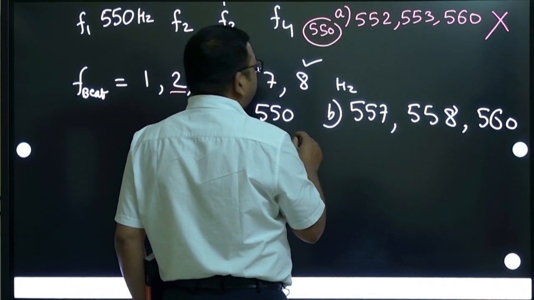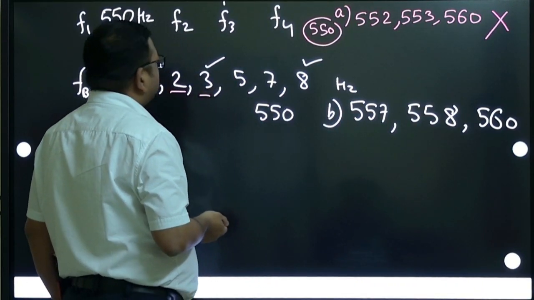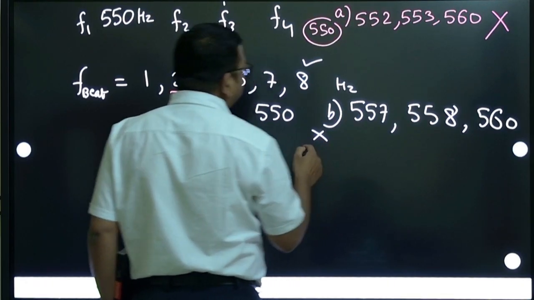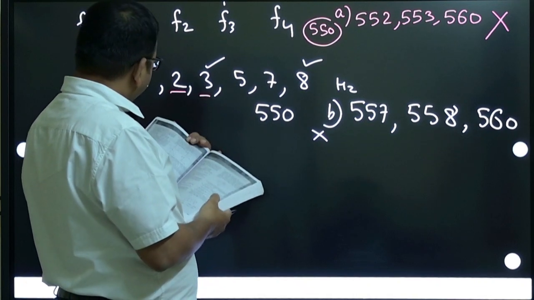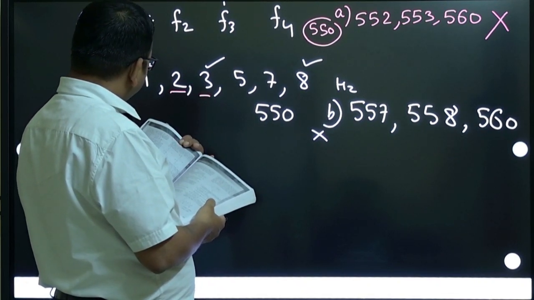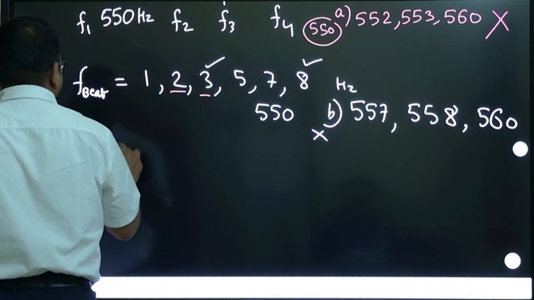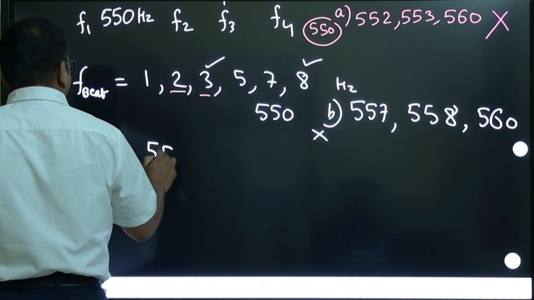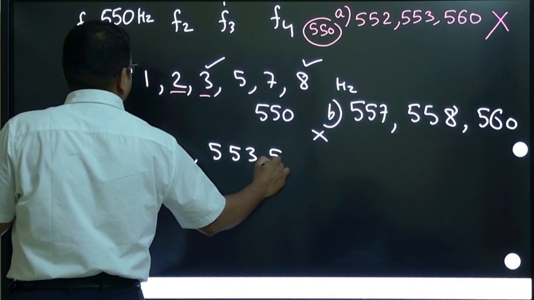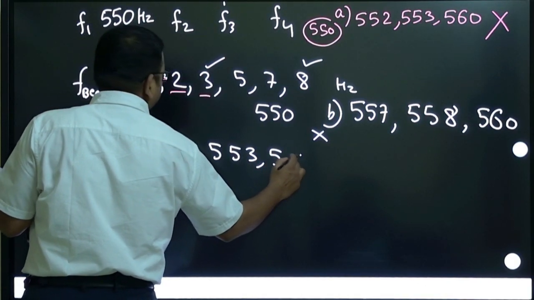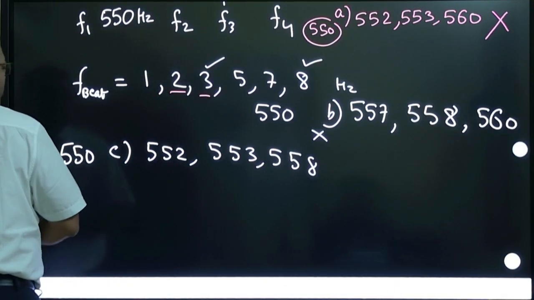558 is coming. 10 is not coming now. 10 is not coming, so we should remove that. Why we should take 10? 10 differences are not there. Next you go for C option. So 552, 553, 558, 550. So what are possible?